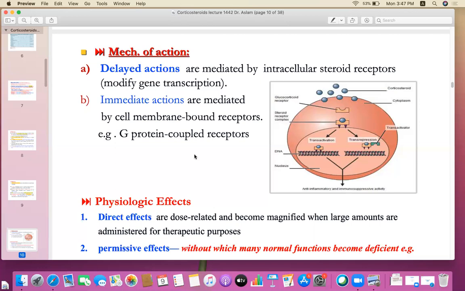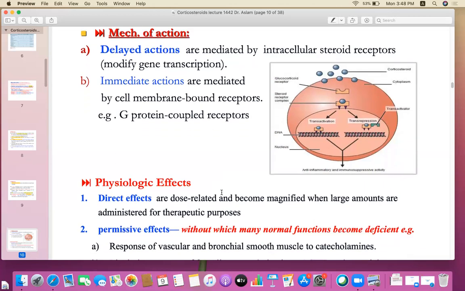are mediated by cell membrane bound receptors, most commonly the G protein coupled receptor. So if there is immediate action, it will act by the G protein coupled receptor. You already studied the G protein coupled receptor in the man and environment block, in the chapter on distribution.